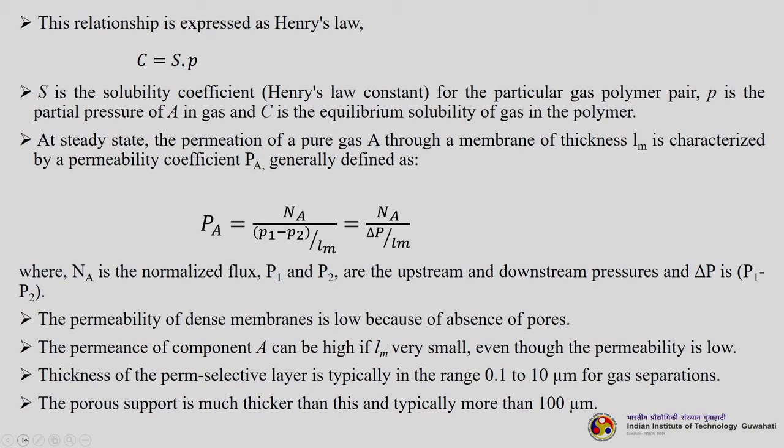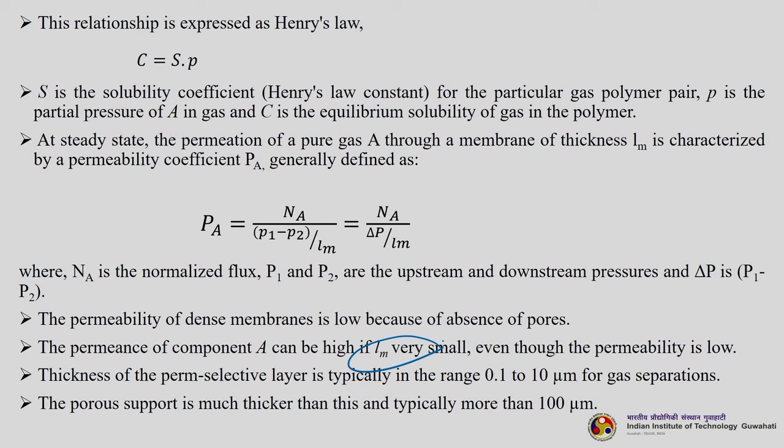At steady state, the permeation of a pure gas through the membrane thickness Lm is characterized by a permeability coefficient Pa, generally written as Pa equals Na by (P1 minus P2) by Lm, which we can write as Na by delta P by Lm. Here Na is the normalized flux, P1 and P2 are the upstream and downstream pressures, and delta P is P1 minus P2. The permeability of a dense membrane is low because of the absence of pores. The permeance of component A can be high if Lm is very small.